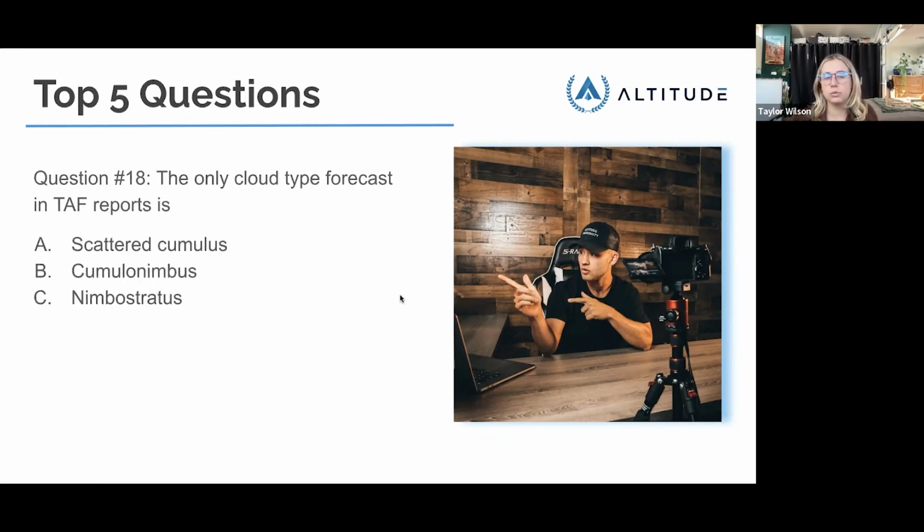Question number 8, or well, number 2 for us. I think it's 18 in our program though. The only cloud type forecast in a TAF report is either scattered cumulus, cumulonimbus, or nimbostratus. Cool, great job, everybody. Our answer is B, cumulonimbus cloud. So that's what we saw in one of the examples. Sorry, give me 1 second. I was going to try to show you an example of something. Anyways, that was CB in the report. So cumulonimbus is our answer here.